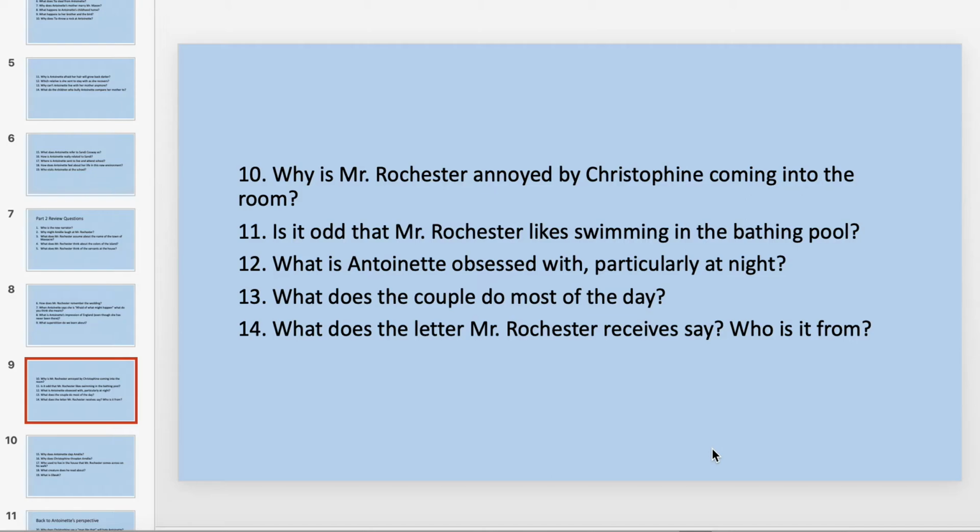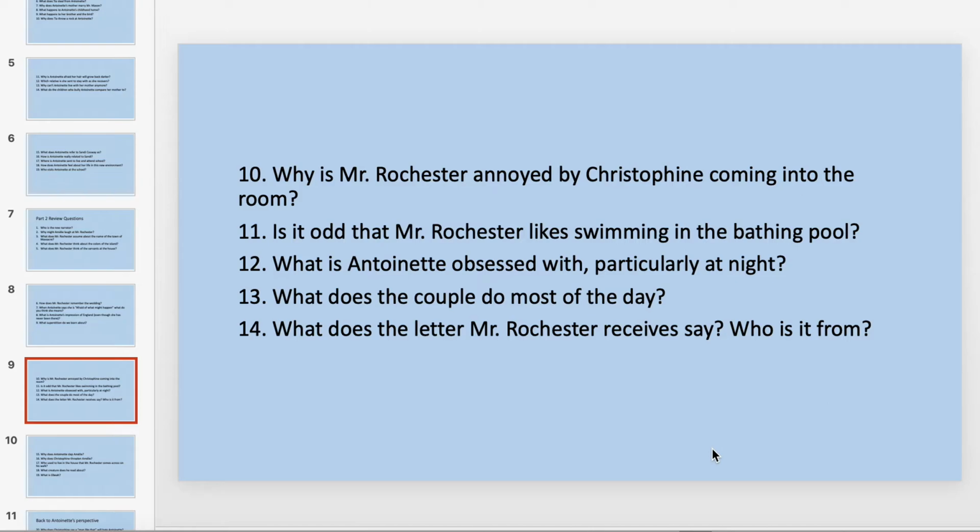The other part of this could be that Mr. Rochester wants privacy with his new wife, so they want to be intimate, and he doesn't like that Christophine, this motherly figure, is coming into the room and interrupting their privacy. So we have him, again, trying to show more possession over Antoinette, and Christophine, again, just being a motherly figure to Antoinette, is coming to check on her.